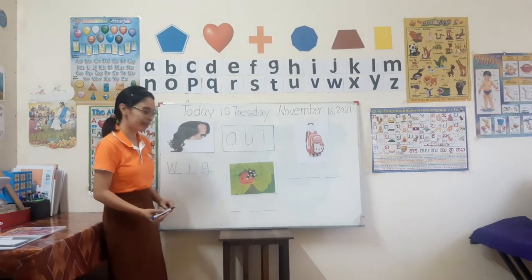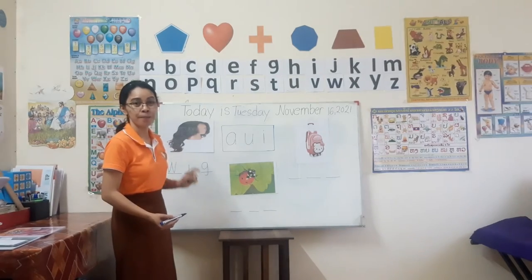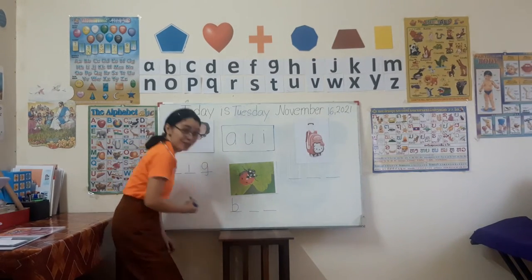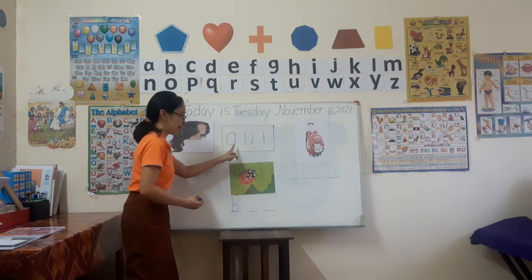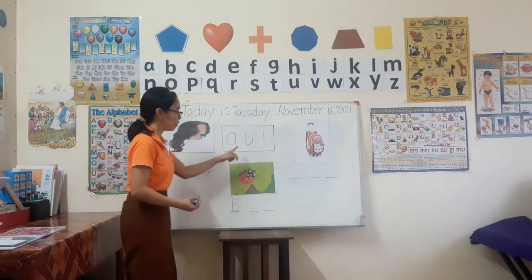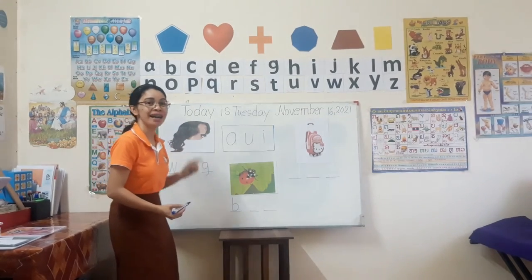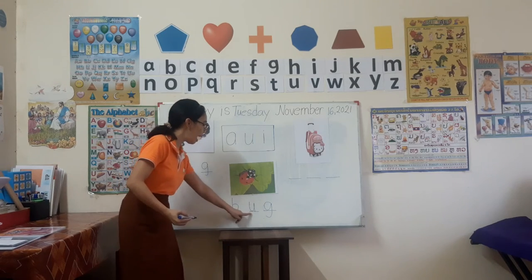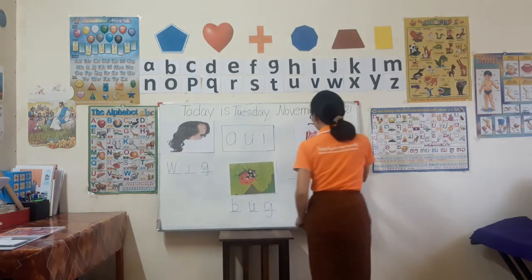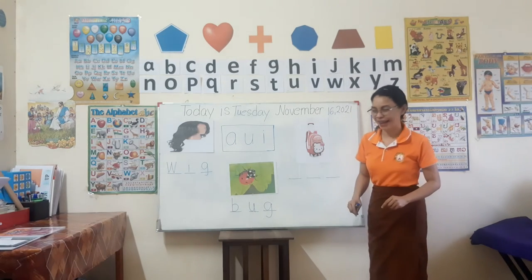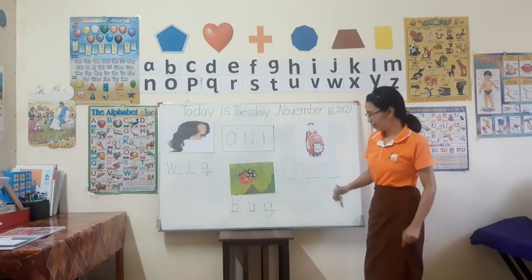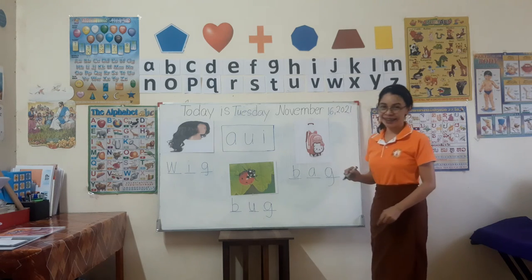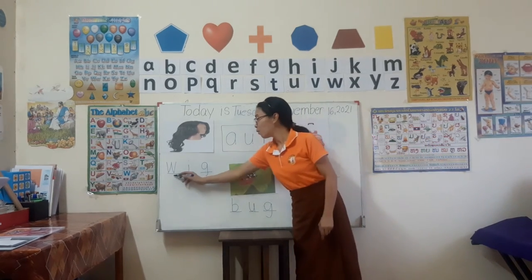Then this is a ladybug. You can say bug. How to write the word bug? B-u-g. B, is it right? Not this. Teacher didn't say bag, teacher says bug. B-u-g. And this is a bag. So they are different. Bag. Okay, bug and wig.